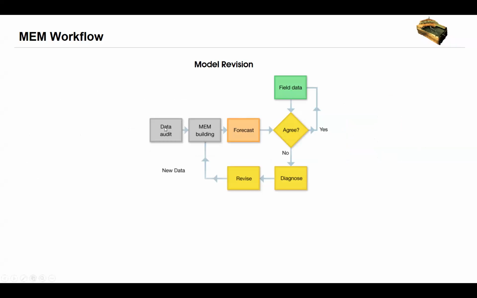Here we have the tree of mechanical earth model revision. We start by data editing, we build our mechanical earth model. If we have new data, we make the revision. If the forecast agrees, field data also can be included in our input. And this is the tree.